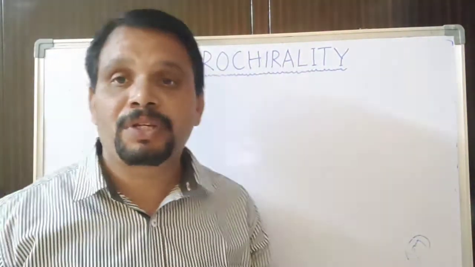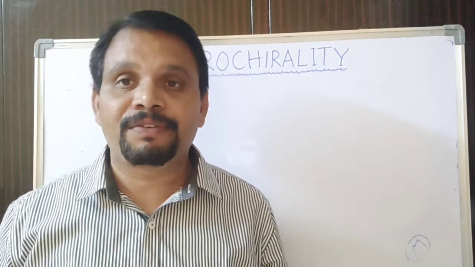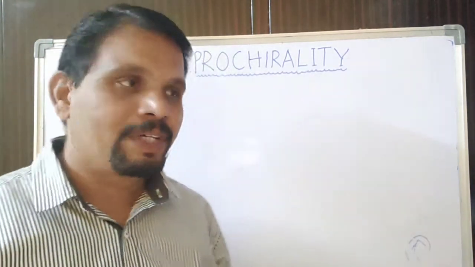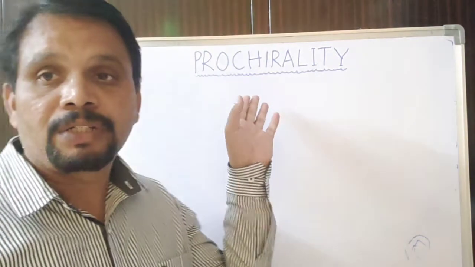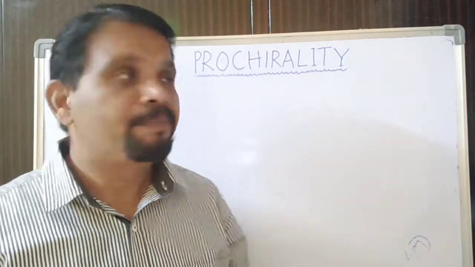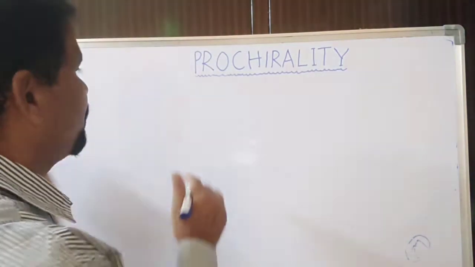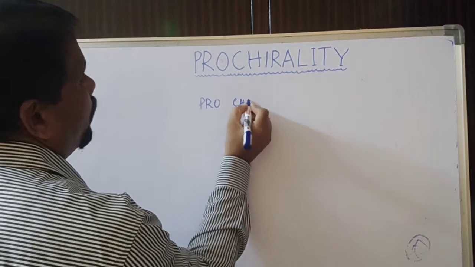Dear students, today I am going to explain prochirality in this class. It is part of the principles of asymmetric synthesis unit. As I taught you in the previous classes about different terminologies in asymmetric synthesis, this one is prochirality. In prochirality, there are two words. You can separate them: pro and chirality.